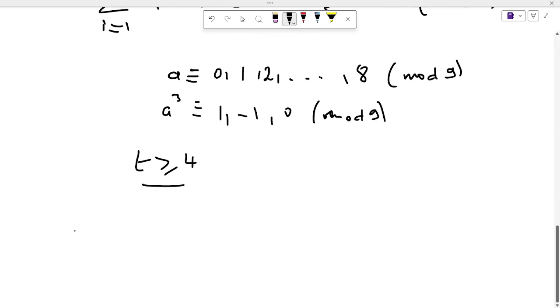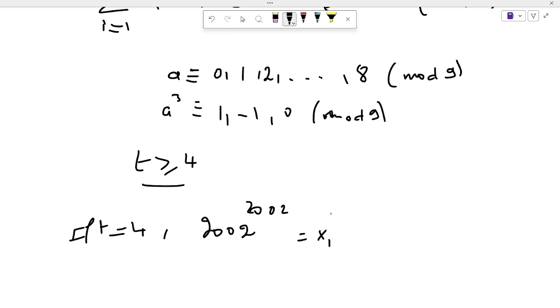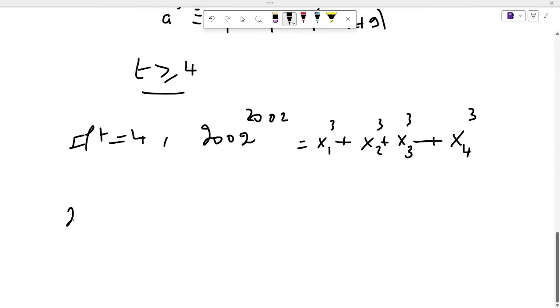Now all we have to do is check whether t equals 4 works or not, because we want the least t. If t equals 4, we need to check whether 2002 to the power 2002 equals x1 to the power 3 plus x2 to the power 3 plus x3 to the power 3 plus x4 to the power 3. We can do that using quite a beautiful trick. It's 2002 times 2002 to the power 2001. We did that because 2001 is a multiple of 3, so it's going to be really helpful.